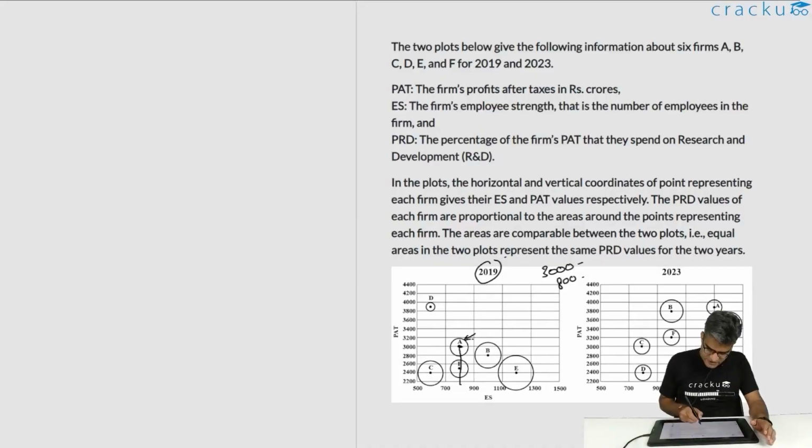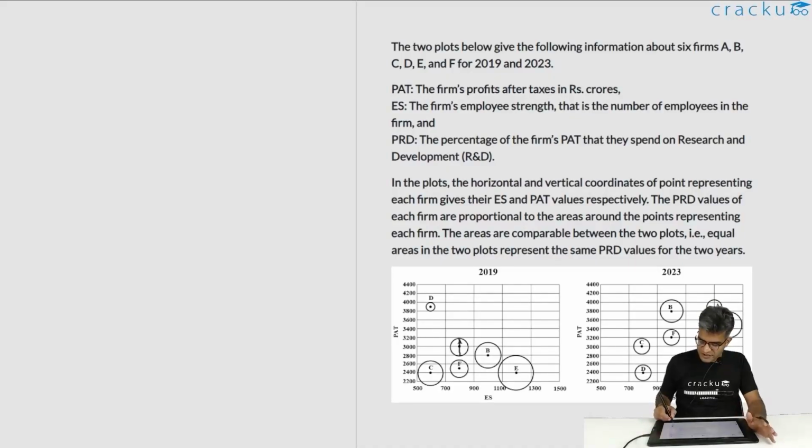The area of the circle you can calculate, you can assume that the radius is approximately 1 unit. Because the diameter seems to be 2 units, this is 1 and this is 1. This is the diameter, it seems to be 2 units. So the radius is 1 unit, based on it we can calculate the area. So the percentage is dependent on the area of the circle. This is the information we know.